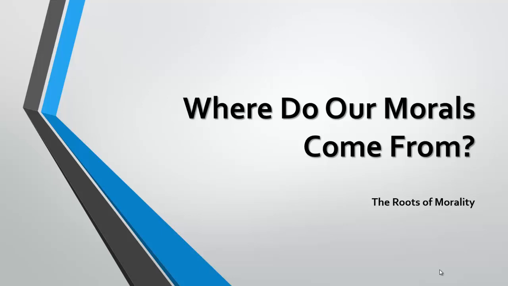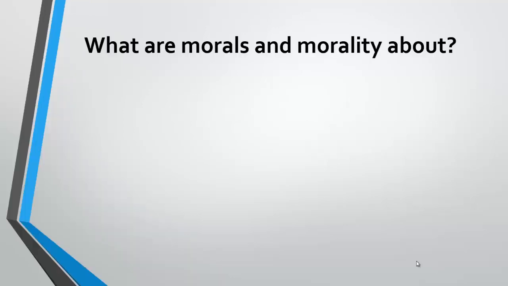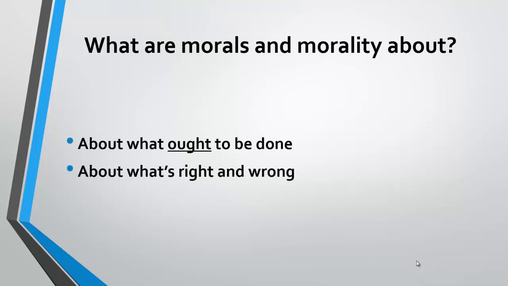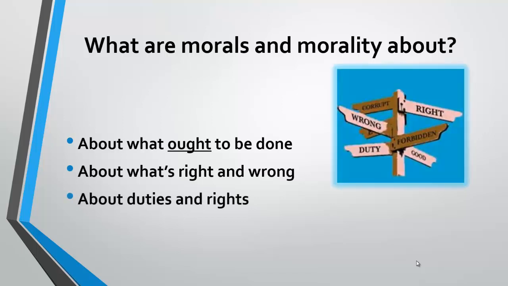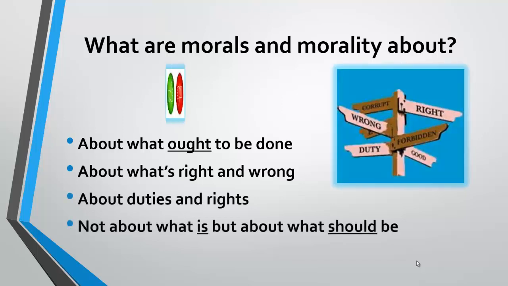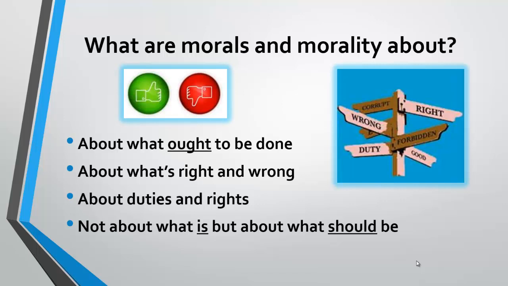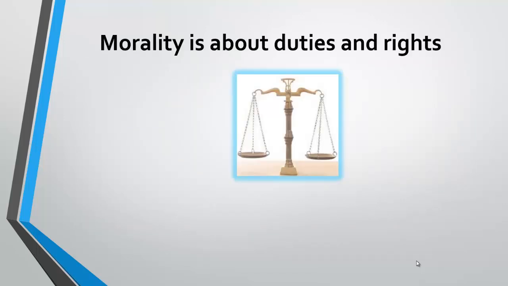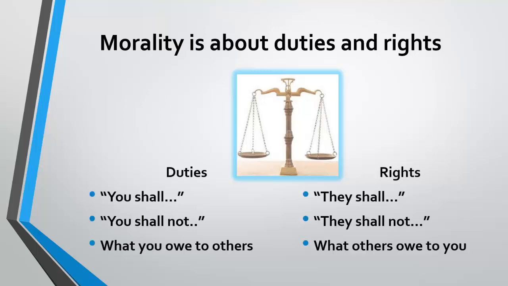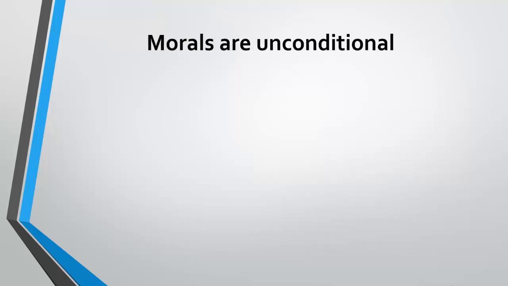Where do our morals come from? What is morality and what are morals about? It's about what ought to be done, about what's right and wrong, about duties and rights. Not about what is, but about what should be. So morality is about duties and rights. Duties are about what you owe to others, and rights are what others owe to you.